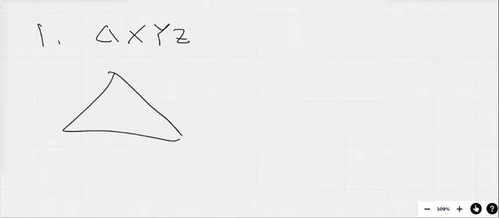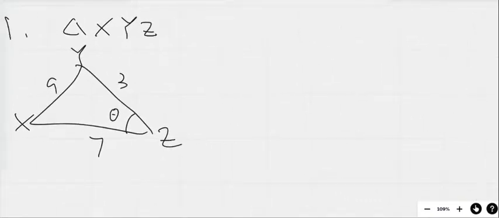So now let's do some practice problems. The first one is triangle x, y, z. It's given that z has a length of 9, y has a length of 7, and x has a length of 3. And what you need to do is find angle theta.